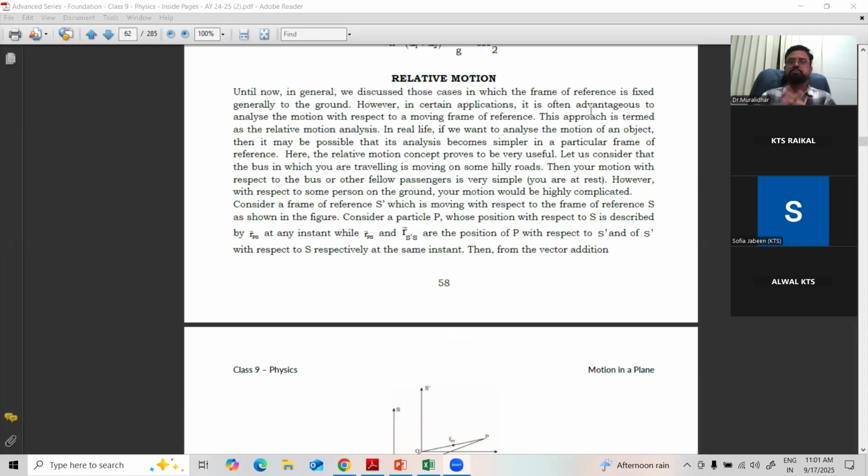So there are two types of two-dimensional projection. One is oblique projection, when you project the body from the ground, and the path of the body is given by a parabola. There we calculated the different cases: time of ascent, time of descent, horizontal range, velocity and all. The second case is when a body is projected from the height of a tower. The path there is also a parabola. There also we find the horizontal range, the magnitude of velocity, the direction of velocity and all.